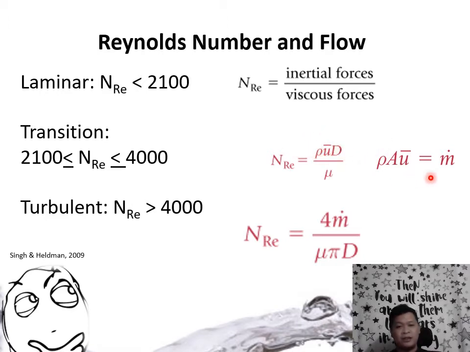However, since mass flow rate is equal to density multiplied by the area and the velocity, we can rearrange Reynolds number to be a function of the mass flow rate, since sometimes it's much easier na timbangin mo kung gaano karami yung lumalabas dun sa pipe, no? And we have this form of the equation. Reynolds number equals 4 times the mass flow rate divided by the viscosity, pi, and the diameter of the pipe.